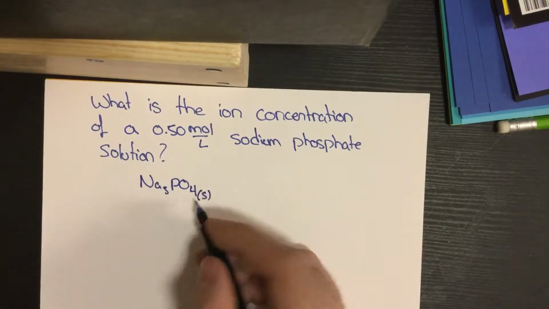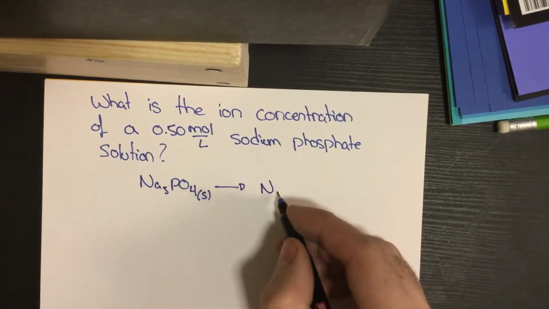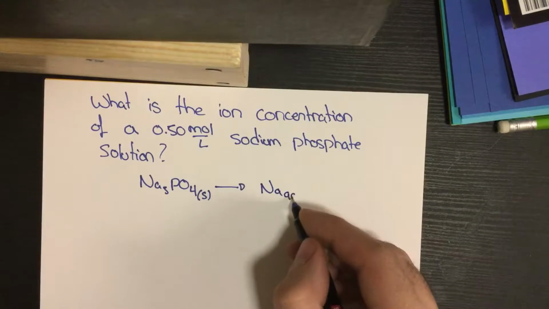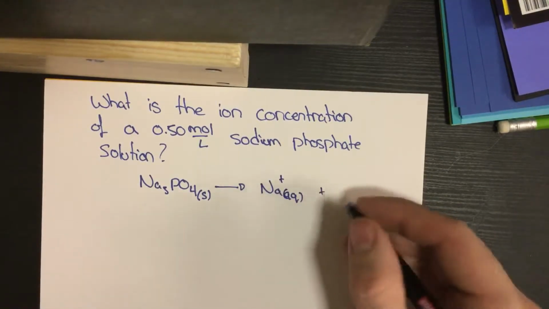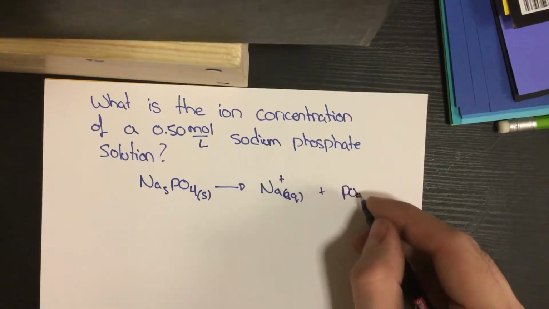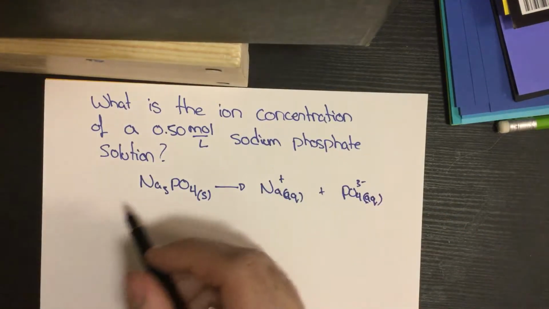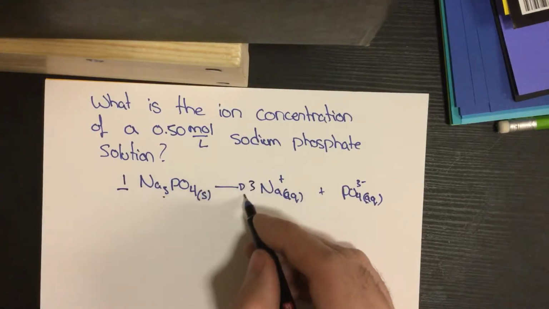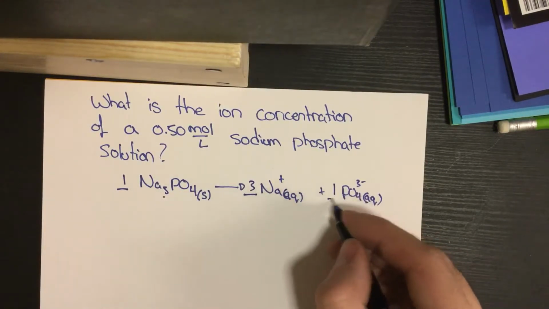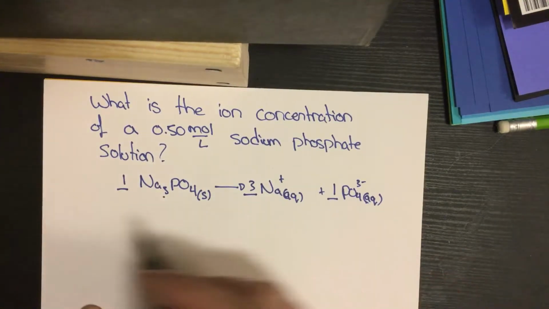So I'm going to imagine dropping solid sodium phosphate into water to yield positive sodium cations and negative phosphate anions. Now to balance this, I'm going to see my subscript 3, leading me to have 3 positive cations, and I'm going to only need 1 phosphate anion.